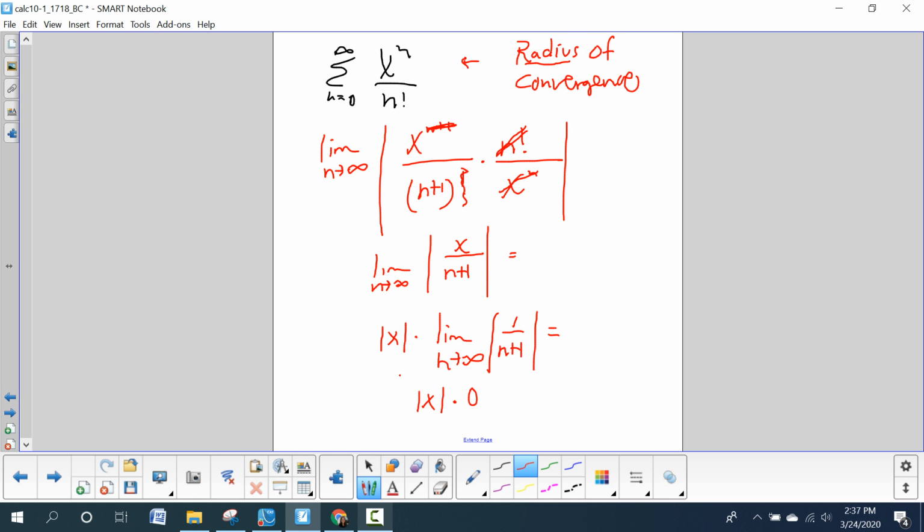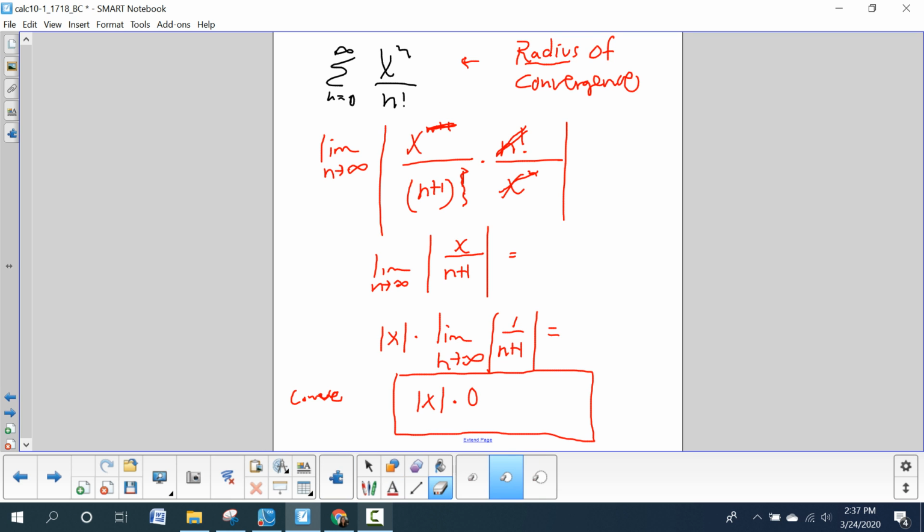Remember with ratio tests that whatever you get after you've evaluated that limit converges. That should say converge. Ooh, look at that, that's bad. Let's fix that. Converges when the limit is less than 1, right? Well, this is the limit, absolute value of x times 0, and this black series that I wrote up here is going to converge when the absolute value of x times 0 is less than 1.